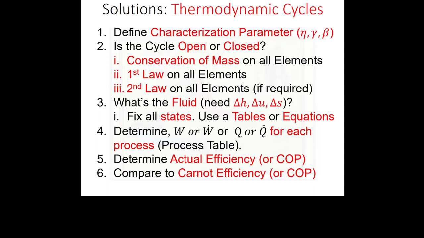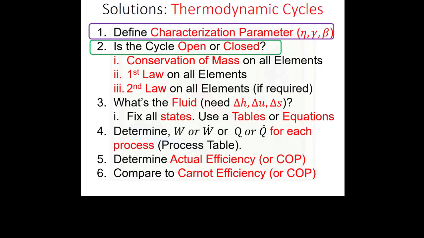But again, I think I said this last time, for me, this is still too much stuff to memorize. So I boil all of these cycles down to what's the characterization parameter? Are the processes in the cycle characterized as being open or closed? And what's the fluid? Because I think if I know all 3 of those things, that's really sort of all I need to know to at least get started. Now I might get tripped up. Maybe I can't fix all the states or something, right? But it at least gets the ball rolling, right?